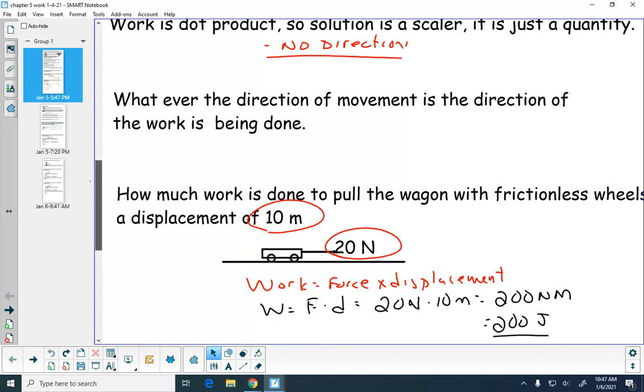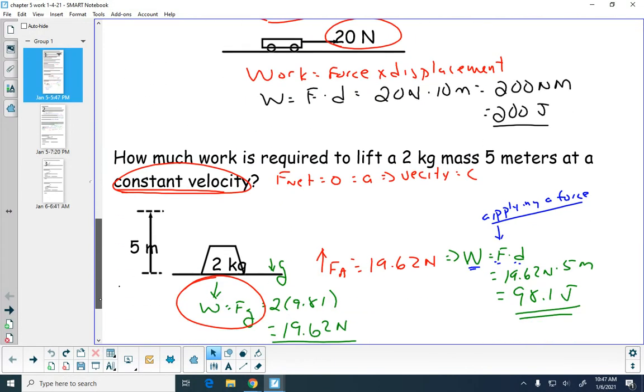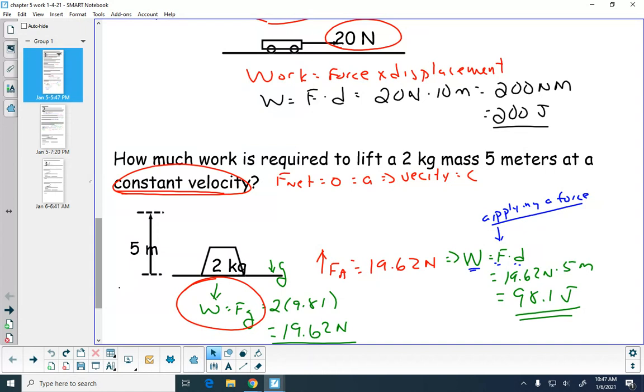Then we talked about a cart that's on wheels, that's being pulled. We calculated work there. If we pick up an object at a constant velocity, that means we have a zero net force, but we have to apply a force that's going to counteract gravity. So we have a force applied that's opposite to the weight, and we can multiply that by the displacement of the object.